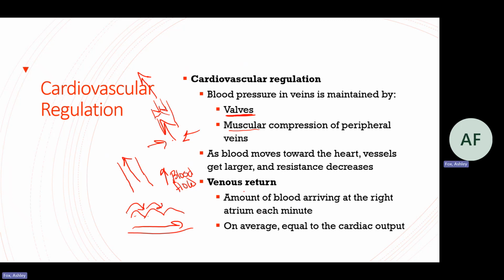Remember, venous return, looking at the heart, is the amount of blood that arrives at the right atrium from the veins, mainly the superior and inferior vena cava, each minute. On average, it should equal cardiac output. So the amount that's pushed out should be the amount that's coming back.